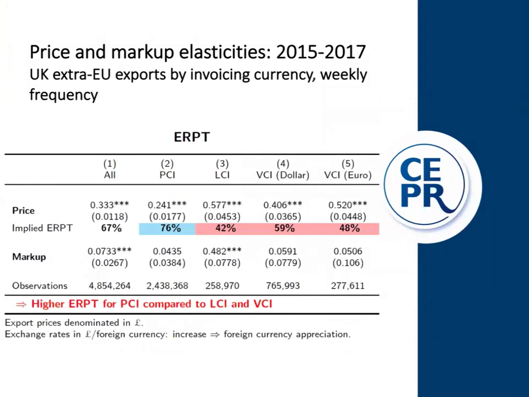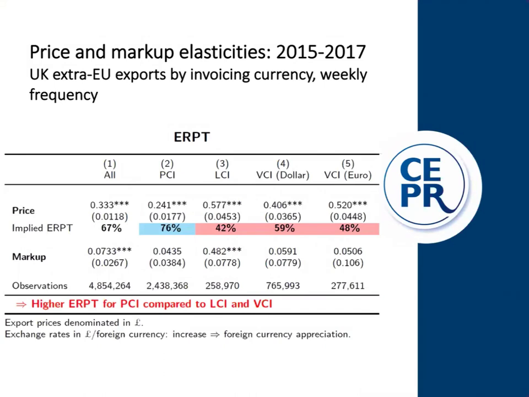So we then take a more rigorous approach to the three figures I just showed you, and we go through and we estimate two things. First, we actually estimate the export price elasticity to the exchange rate. So we look at how much prices measured in pound sterling changed over time. And then we also measure the adjustment of the markup by British firms.